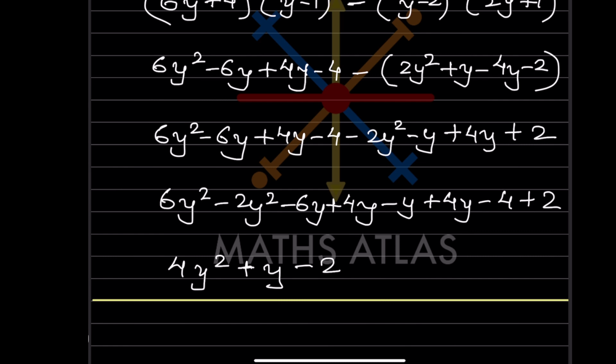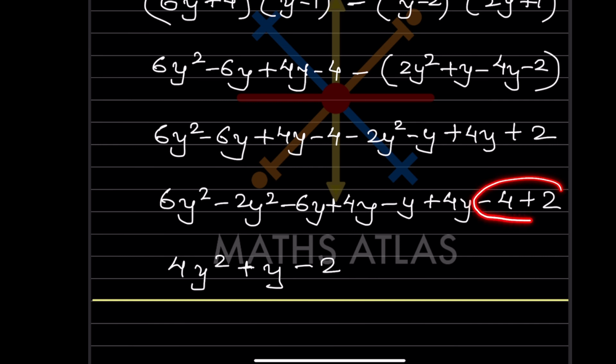So now what you can see here, 6y squared minus 2y squared, minus 6y plus 4y, minus y plus 4y. So now what will you see here? This is a constant. So 6 minus 2, that is going to be 4y squared. Then minus 6 plus 2 will be minus 4. This is minus y, means minus 5, and plus 4, minus 5 plus 4, that is going to be minus 1.